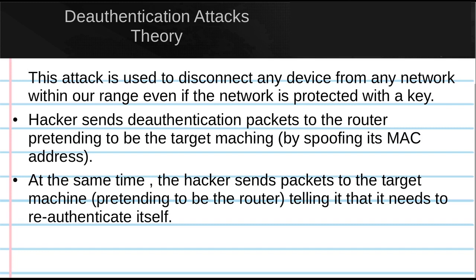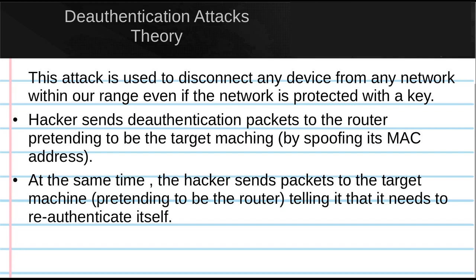To do this, we're going to spoof our MAC address to the target client MAC address. So the target client is the client that we want to disconnect. We're going to pretend to be him, and we're going to send a deauthentication packet to the router. So we're going to tell the router, I want to disconnect from you. At the same time, we're going to spoof our MAC address to the access point MAC address, to the router's MAC address, and tell the target client, the client that we want to disconnect, you need to re-authenticate yourself. So when we do this, we're going to successfully disconnect the target client.